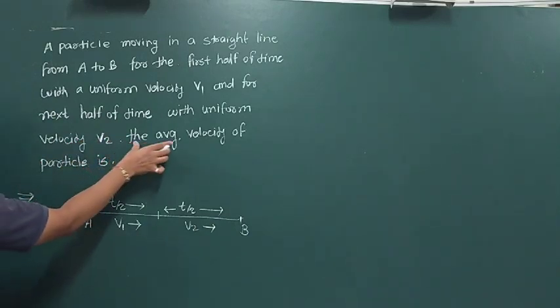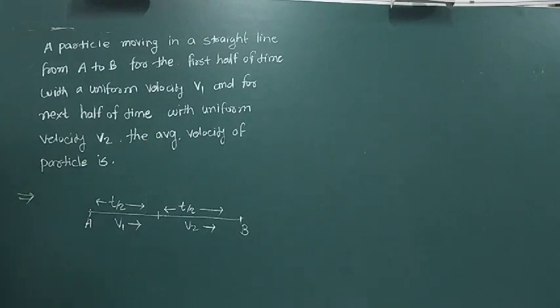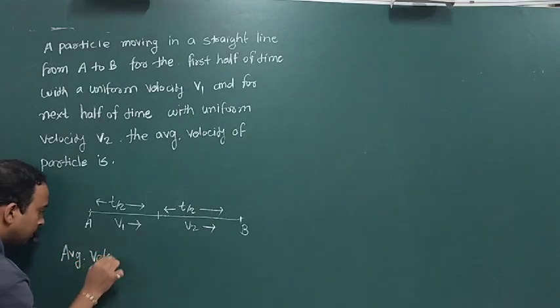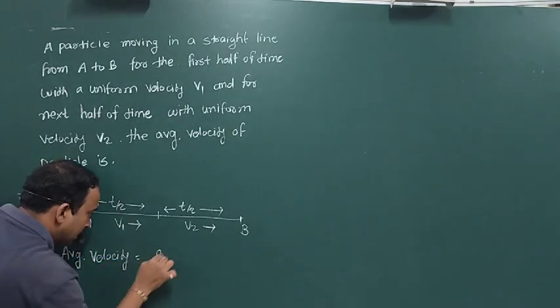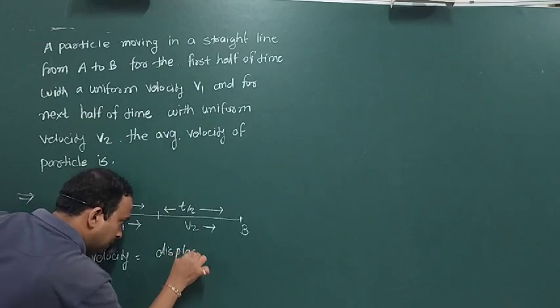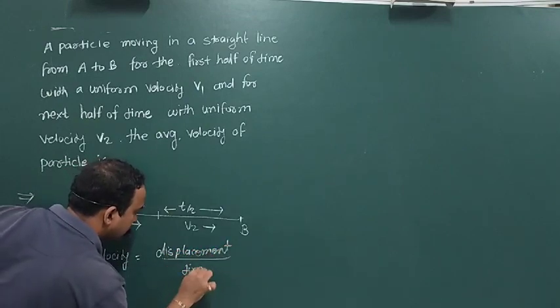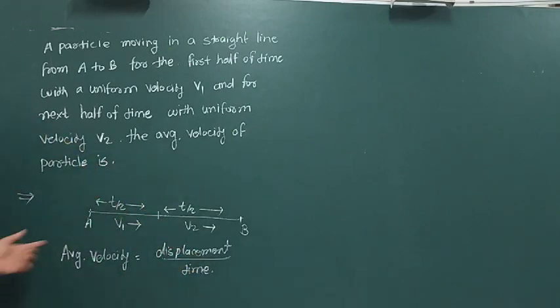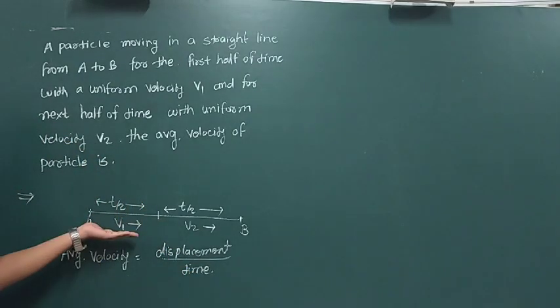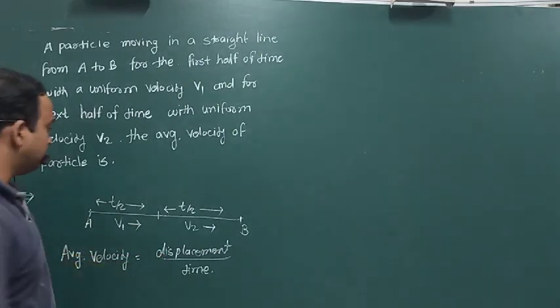Then find the average velocity of the particle. So we know the formula for average velocity: average velocity is equal to displacement upon time. Time is given, the average speed is also given. So we want to find the displacement first.